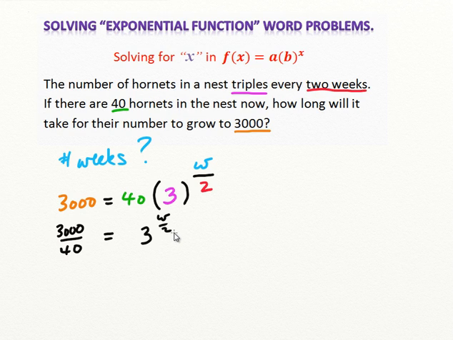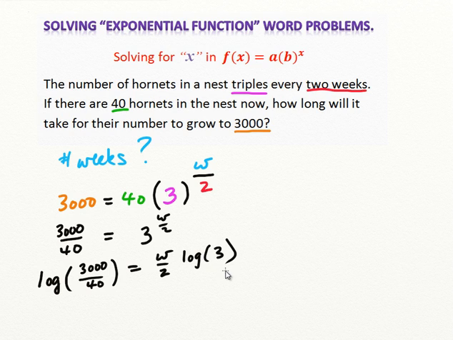Okay, now I can take the log of both sides, and that will help me move this unknown variable out of the exponent back into the main line. So I'm going to write the log of 3,000 divided by 40 is going to be equal to, I'll move the exponent down, w over 2, times the log of 3.